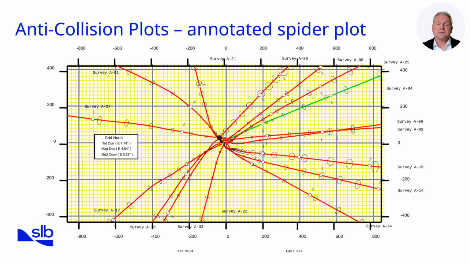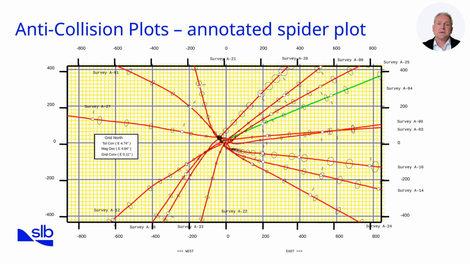Here we return to the spider plot, but this time with annotations. The plot shows multiple wells radiating outward from a central pad shown in red. The planned well is in green. Around each survey station, ellipsoids of uncertainty are drawn. The annotations provide additional clarity, identifying which well paths are offset, which are subjects, and where risk zones lie. The grid references include magnetic declination, grid convergence, and total correction, all of which ensure the plot is aligned with true coordinates.